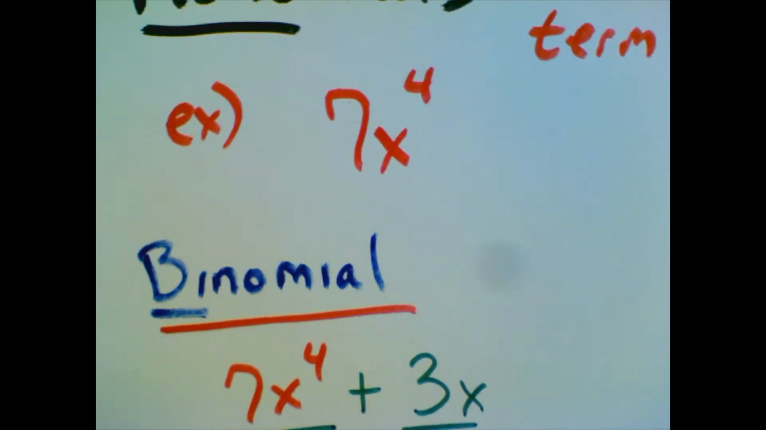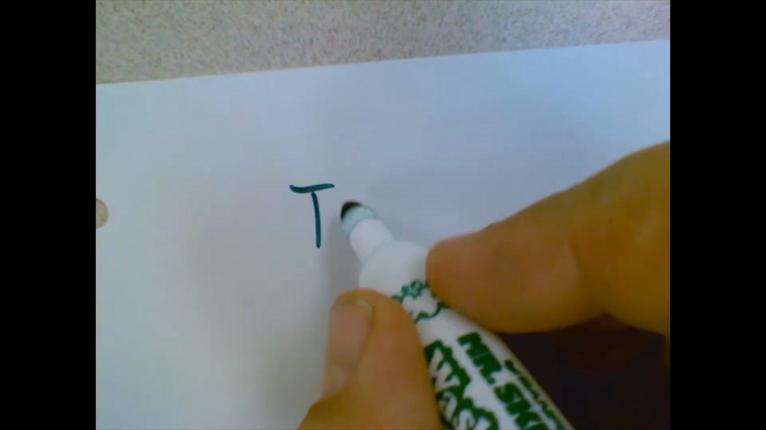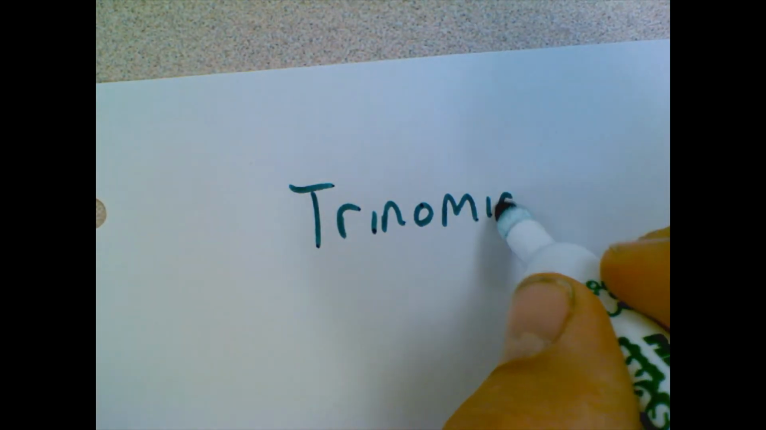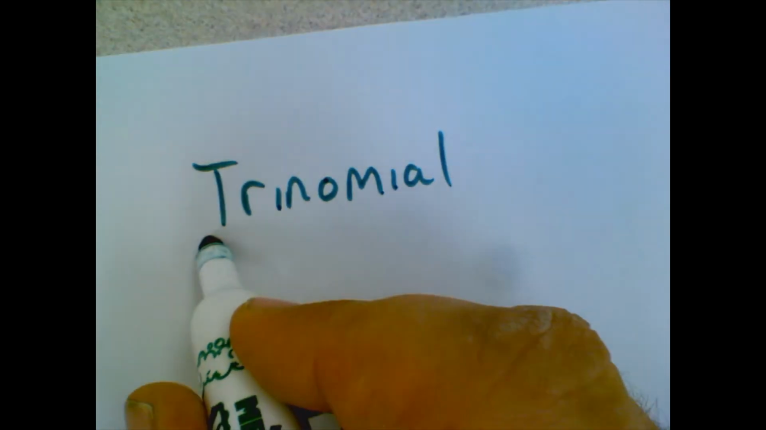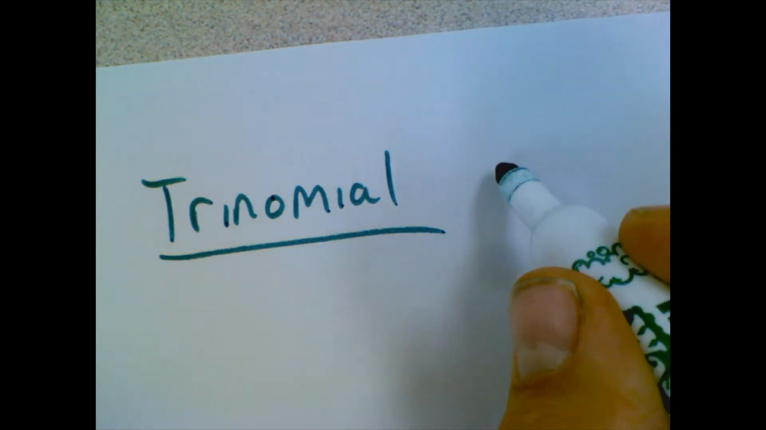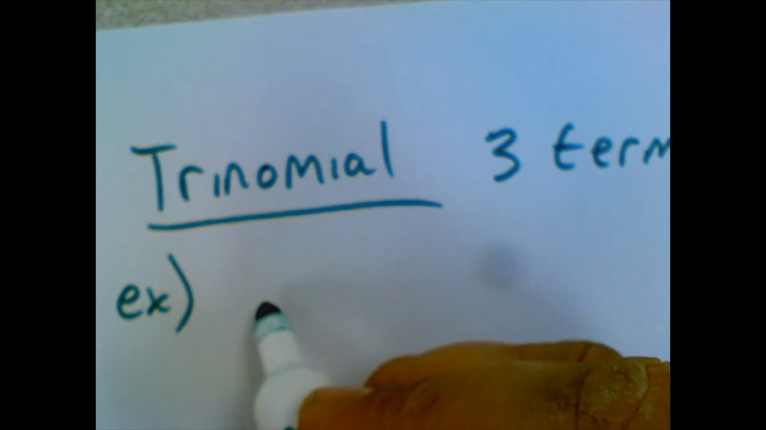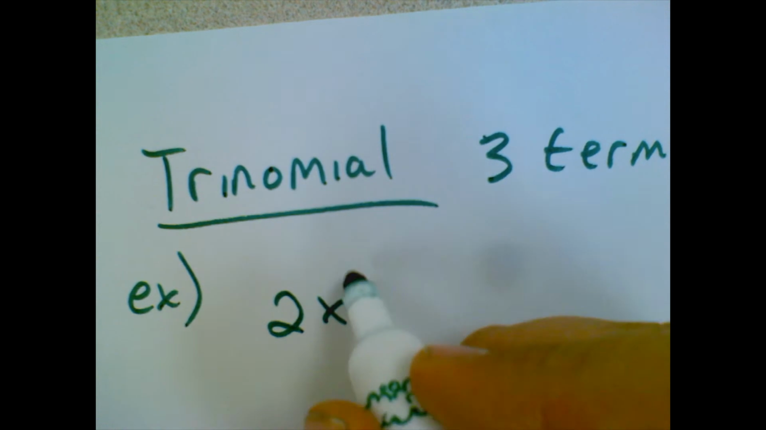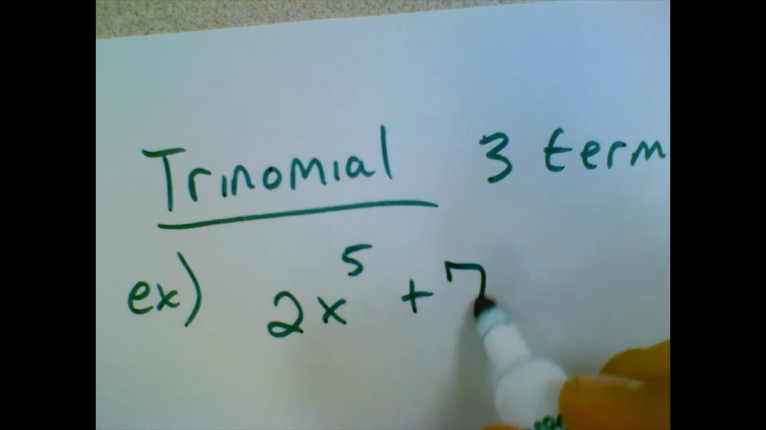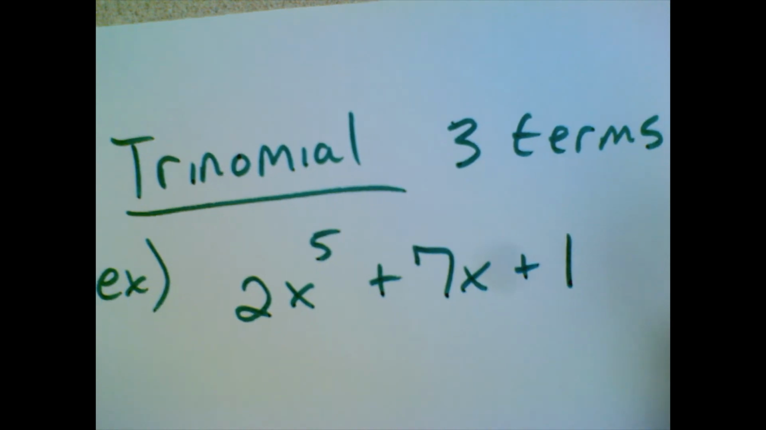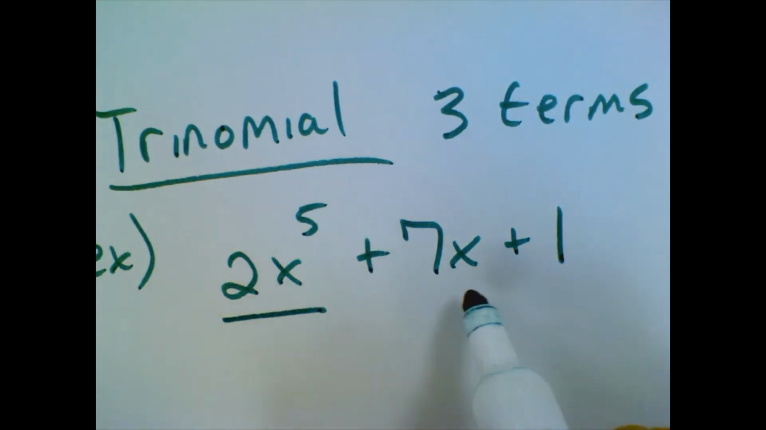And the last one we'll look at with a special name is called a trinomial. Tri, like a tricycle. Tricycle has three wheels. A trinomial, or a trinomial, depending on how you want to pronounce it, is a polynomial with three terms. Okay, and again, terms are separated by adding and subtracting. So, example: if I had 2x to the fifth plus 7x plus 1, this would be an example of a trinomial. There's one term, two terms, three terms.